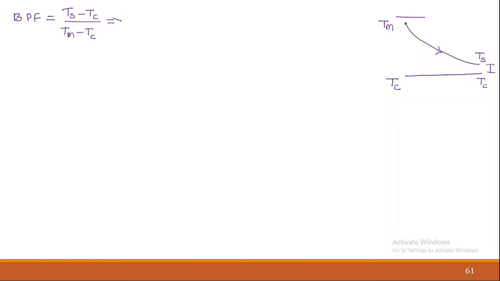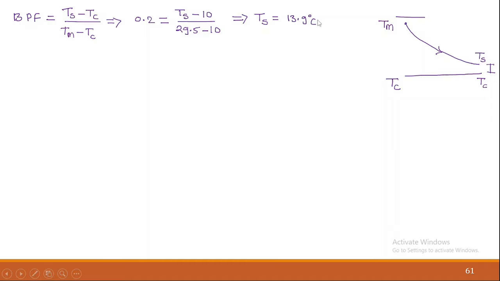If I put the values here, the bypass factor is given as 0.2, so 0.2 equals Ts, the supply condition that we have to find out, minus the coil temperature, 10 degrees Celsius, divided by the mixed temperature, 29.5, minus 10. Now if I solve this, I will get the supply air temperature as 13.9.